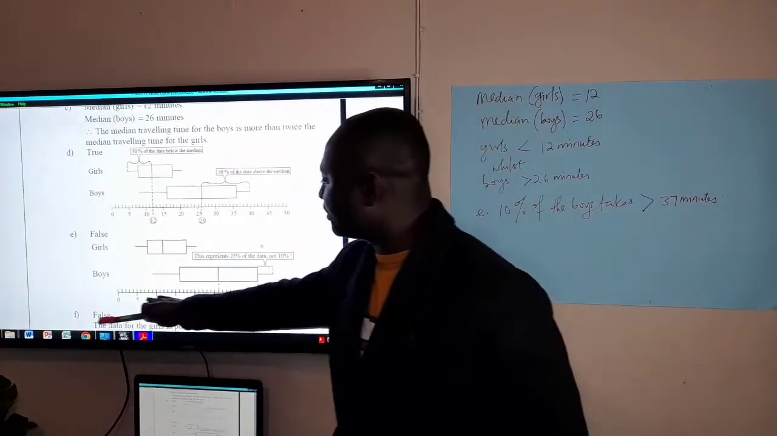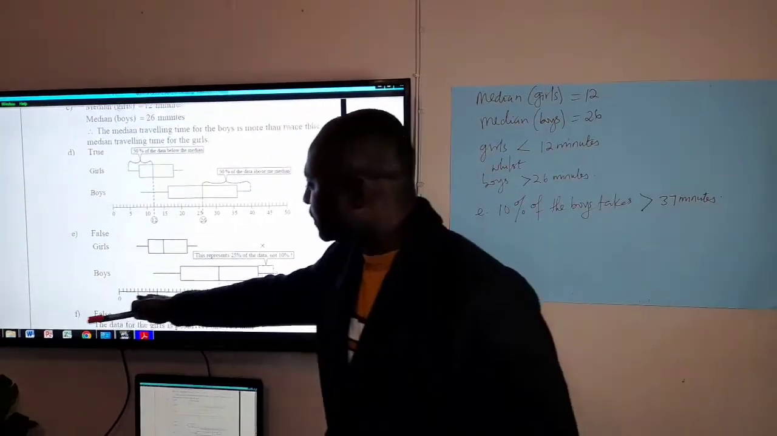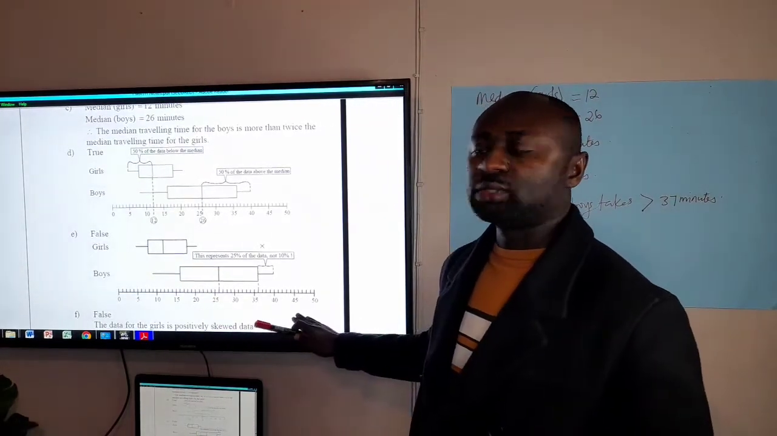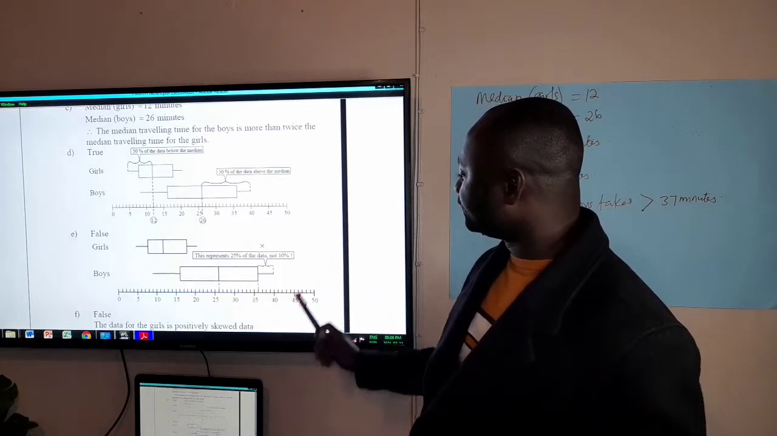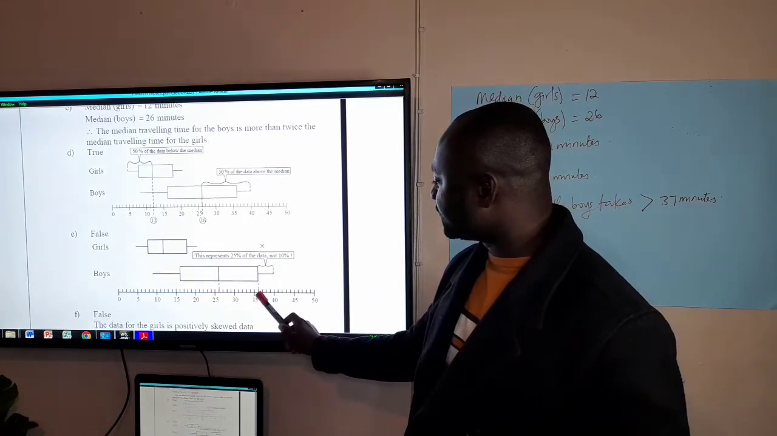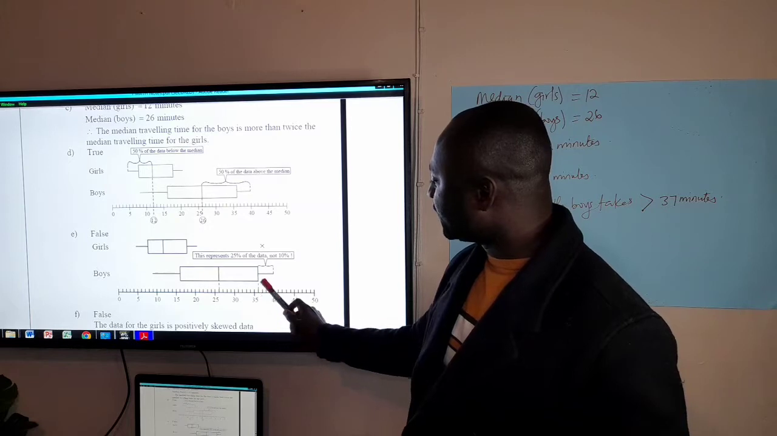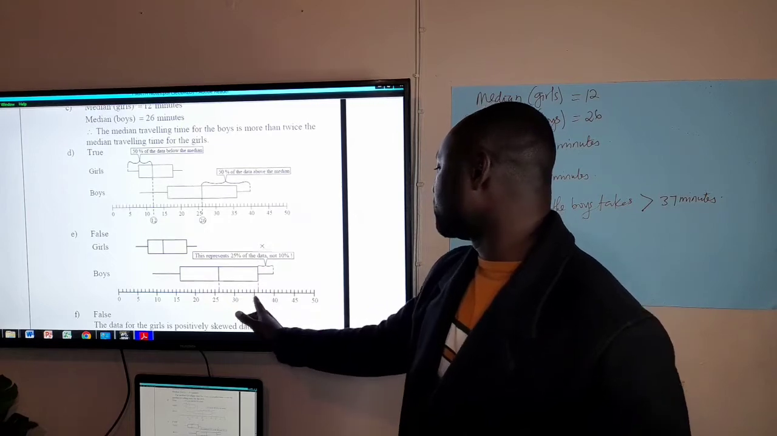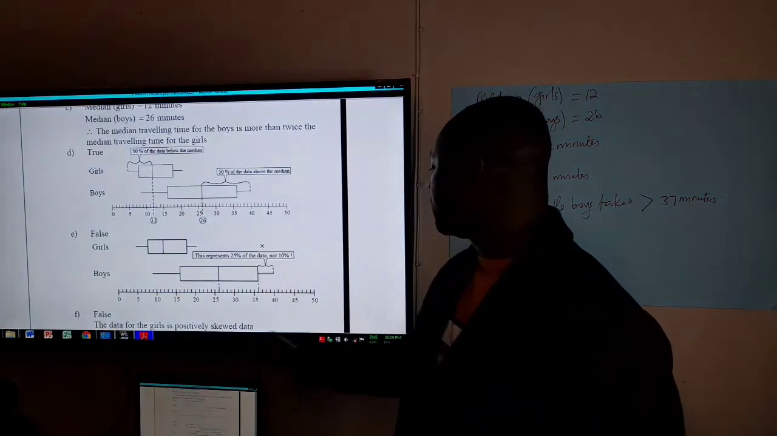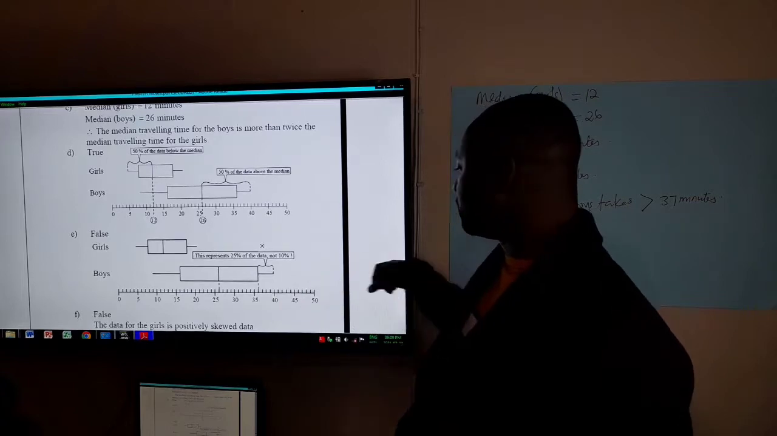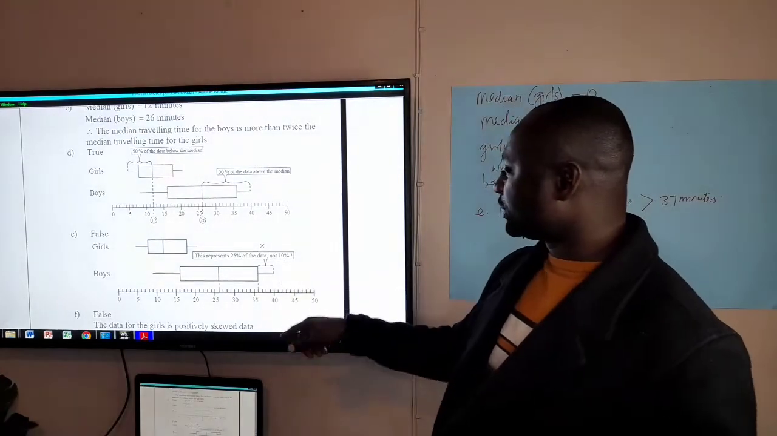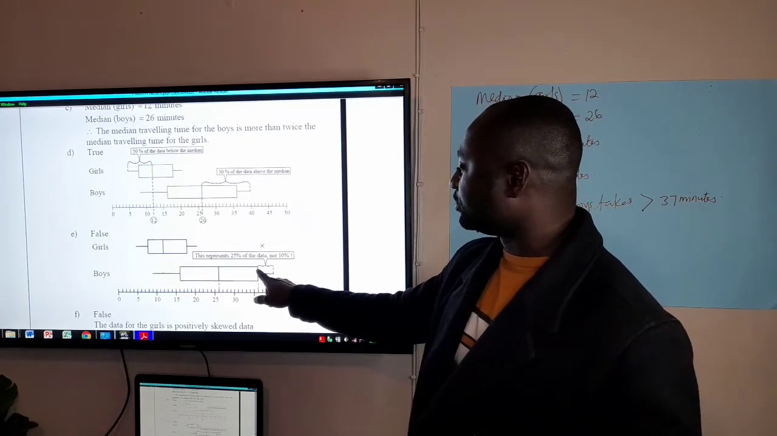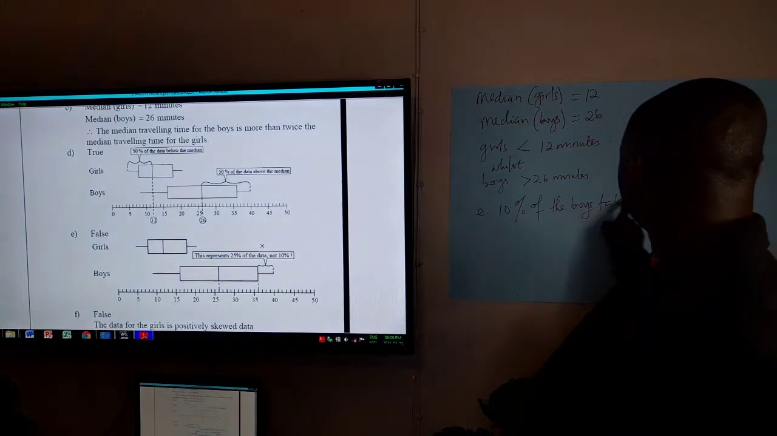The graph here is representing minutes. The number line is representing minutes in which the girls and boys take to reach the school. So when we are looking for 37, from here we have 35, 36, 37. Now when we are in 37, it's like we are more than the upper quartile. That means we have entered into going to the maximum value, which gives you the whisker. In that case, we cannot say it's 10% because it's more than 10% now. So we can't say 10% of the boys takes.